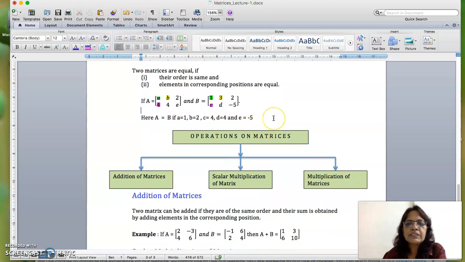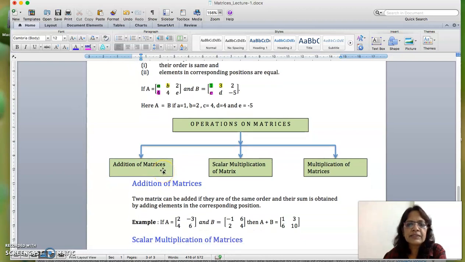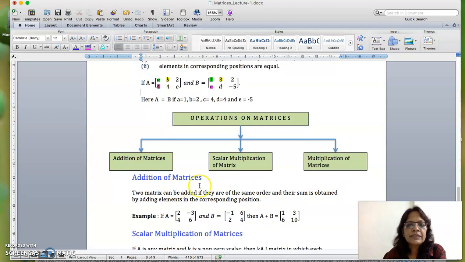Then we come to operations on matrices. There are 3 operations on matrices that we have to study. First is the addition of matrices. Second is the scalar multiplication of matrix. And third आपका है matrix multiplication, right? अब हम इस लेक्चर में फर्स्ट 2 ऑपरेशन पढ़ेंगे. नेक्स्ट लेक्चर में वी स्टडी द मल्टीप्लिकेशन.